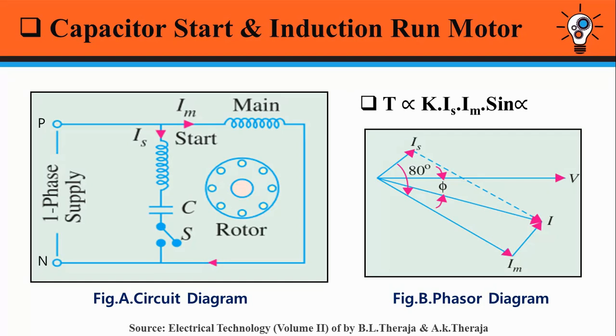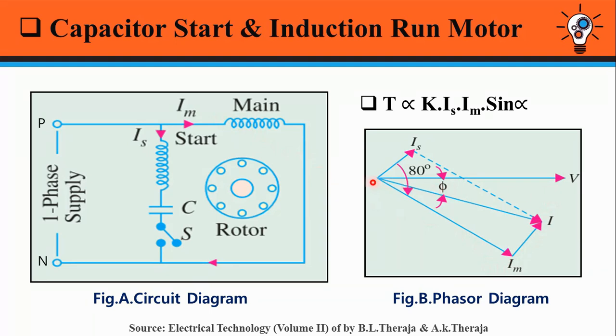Hence, the motor behaves like a two-phase motor. These two currents produce a revolving flux and hence make the motor self-starting. Now, take a look at figure B, which shows phasor diagram for capacitor start induction run motor. As main winding has low resistance but high reactance, it draws lagging IM current. As you can see in the figure, IM lags the supply voltage by angle phi-m.